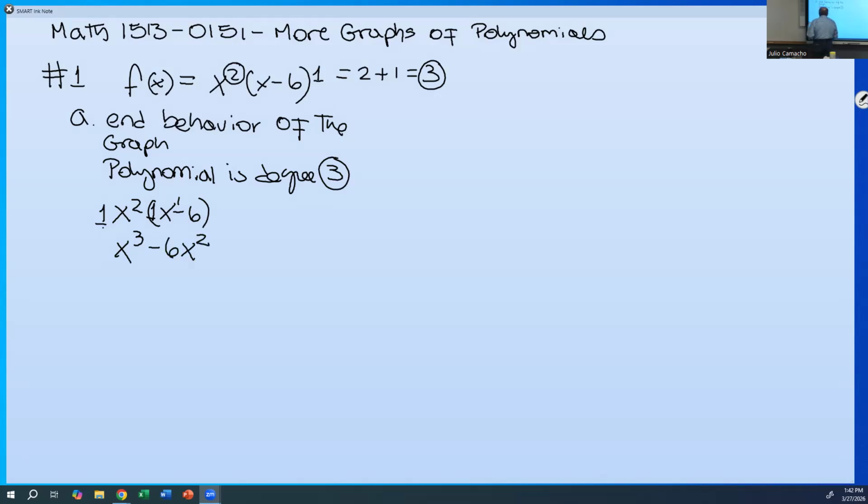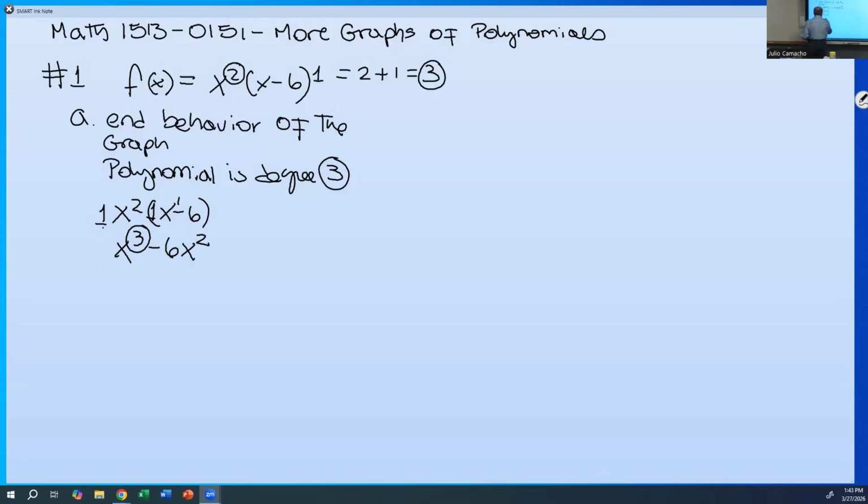Again, if I show you this polynomial, x cubed minus 6x squared, and I ask the same question, what is the degree of this polynomial, you will look for the greatest exponent. And of course, it's 3. So those are the two ways that you can find the degree of the polynomial. All right, again, why is it so important? Because now you know it's an odd function.